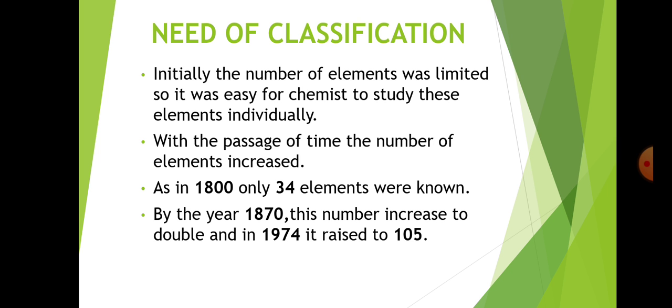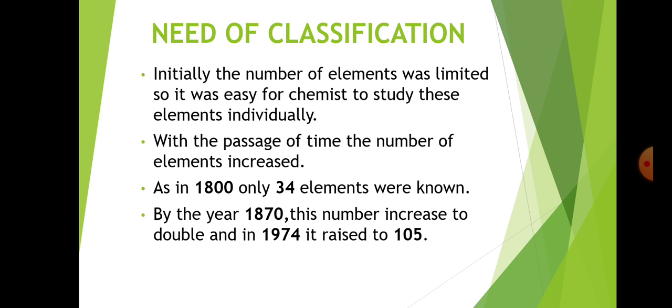Initially the elements were limited, so the scientists studied these elements easily, but with the passage of time the number of elements discovered increased. In 1800 only 34 elements were known, but by the year 1870 this number had increased to double, and in 1974 it rose to 105.